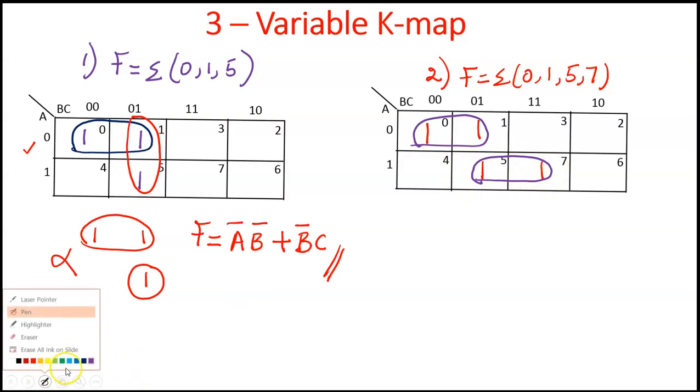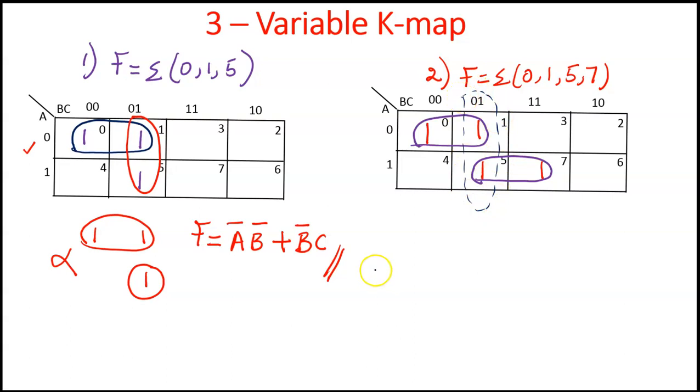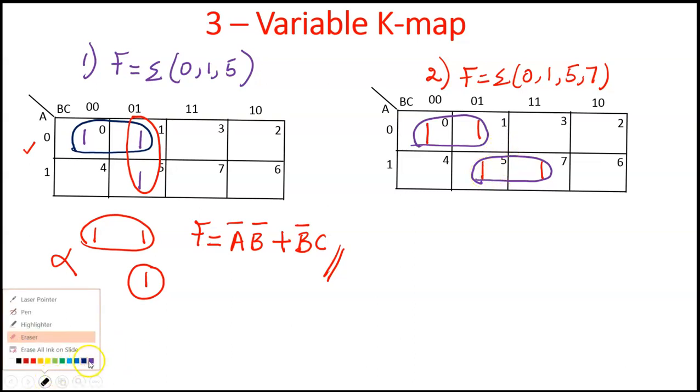Sometimes you may have a doubt: can we make a group like this? Can we make a group like this? No, this one is wrong actually. Why? Because already all the ones are grouped. The third grouping is an additional grouping, so we should not group this third combination. We have to stop at two combinations. The third combination is wrong.